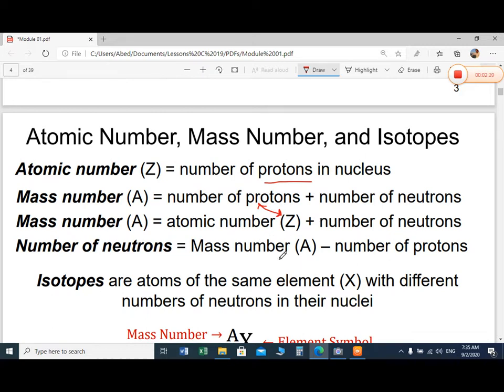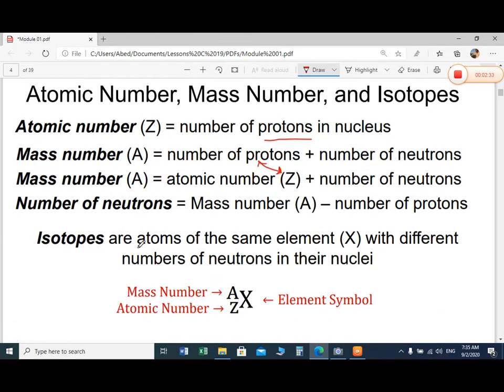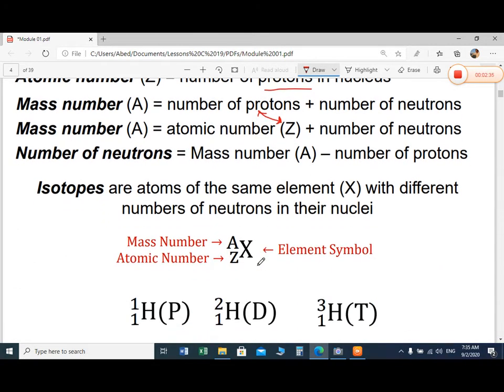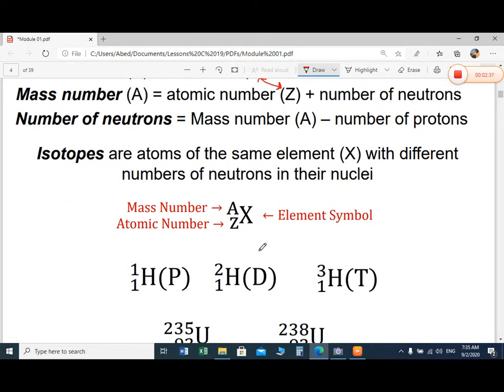And the number of neutrons can be calculated by the same formula, that is number of neutrons is equal to mass number minus number of protons. That will give you the number of neutrons. Isotopes I will teach you later, but first let us know how to write the symbol of an element with the atomic number and mass number.